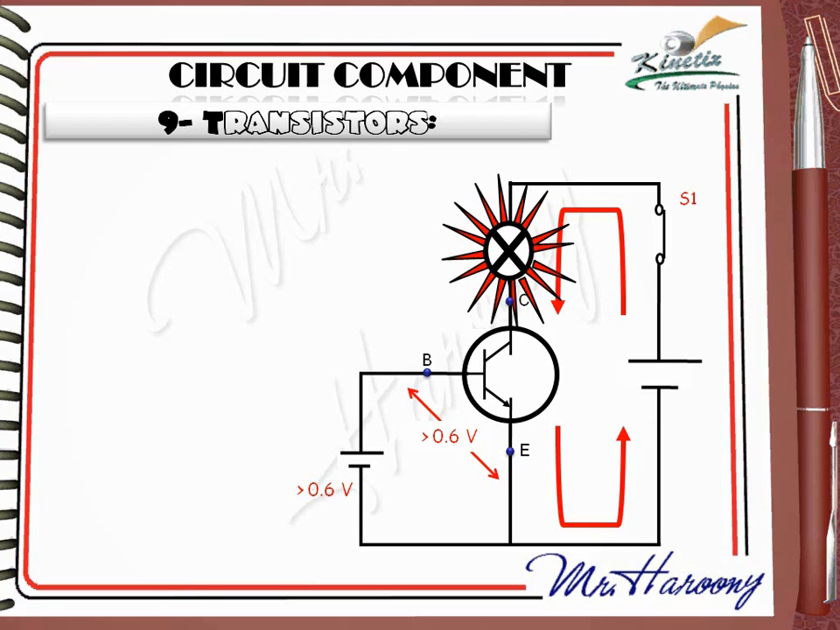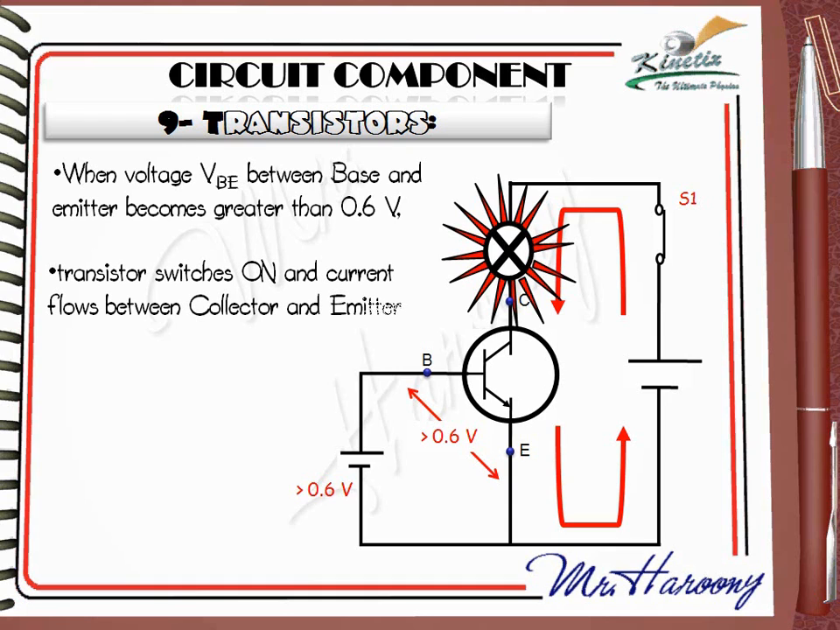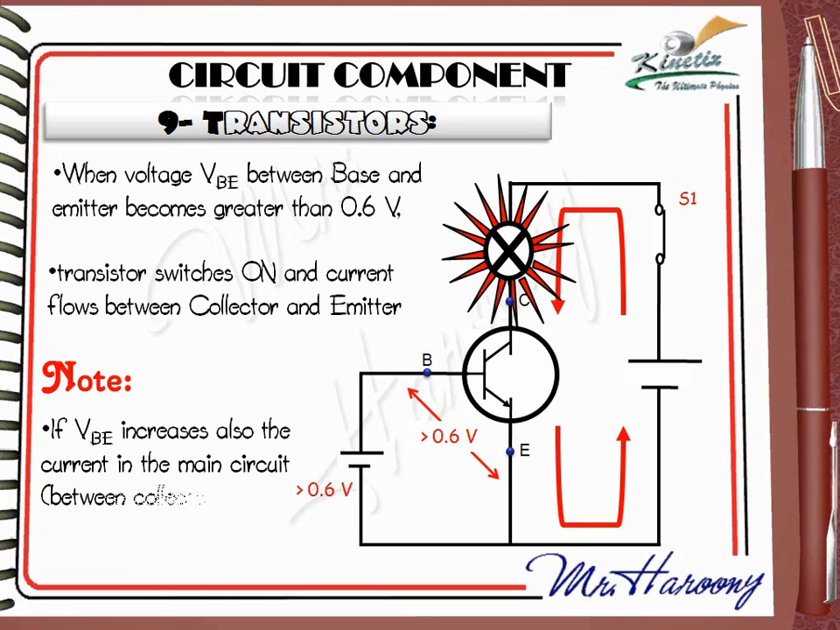In a few words, we can summarize the way the transistor works as follows. When the voltage VBE between base and emitter becomes greater than 0.6 volts, the transistor switches on and the current flows between the collector and the emitter. Note, if VBE increases, also the current in the main circuit between collector and emitter increases. We can allow more current to flow in the big circuit by increasing the voltage between base and emitter.